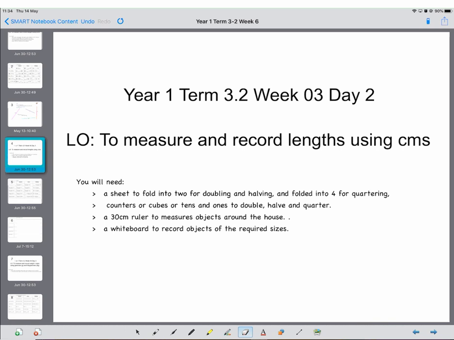So you're going to need one sheet to fold into halves for doubling and halving, and one sheet to fold into four for quartering. You're going to need counters or cubes or tens and ones to double, halve and quarter. And then for the main part of the lesson, you're going to need a 30cm ruler to measure objects around your house. And finally, you're going to need a whiteboard to record your starters and the main part of the lesson. Okay, so here's today's starter.